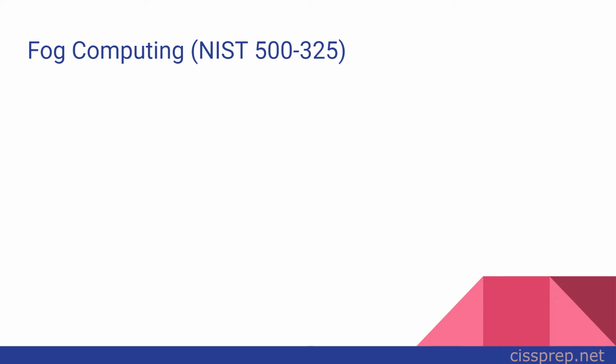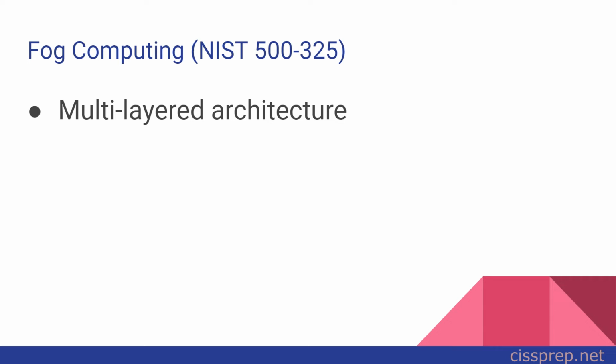Fog computing. Try not to confuse fog and edge computing. NIST 500-325 talks about the differences, but don't bother reading it. Just like all NIST publications, it'll put you to sleep. The key difference between edge and fog computing is where the computations are done. So just remember the phrase, Edge is embedded, fog is further.